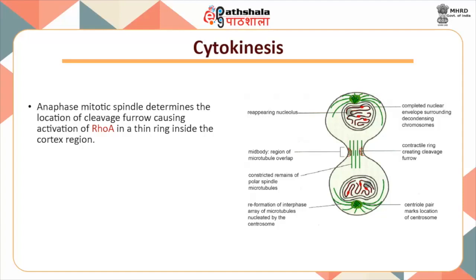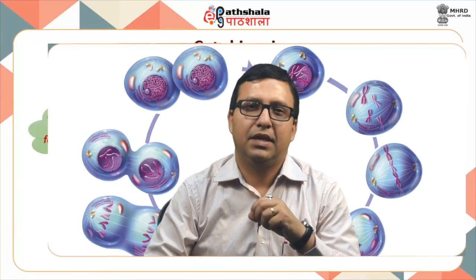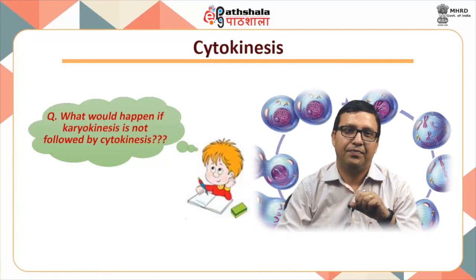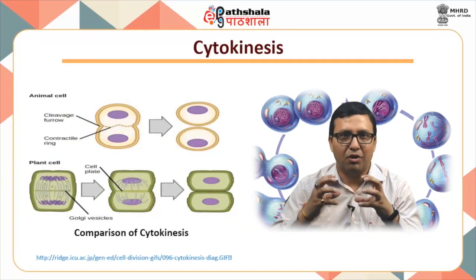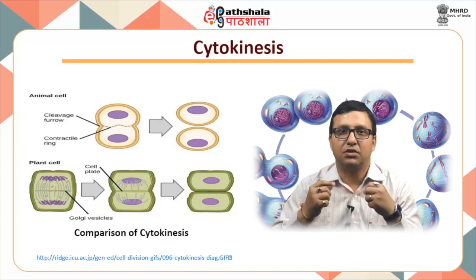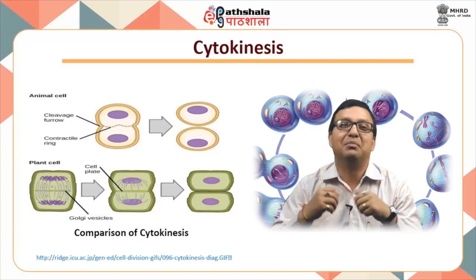As we have already discussed, in a plant cell, wall formation starts in the center and grows laterally, finally dividing the cell. Unlike animal cell division, the plane of cell plate formation is perpendicular to the plane occupied by the mitotic spindle. What would happen if karyokinesis is not followed by cytokinesis? You can see in the figure that if the process of cytokinesis is disturbed, then instead of two daughter cells, only one daughter cell will form, having its number of chromosomes doubled.